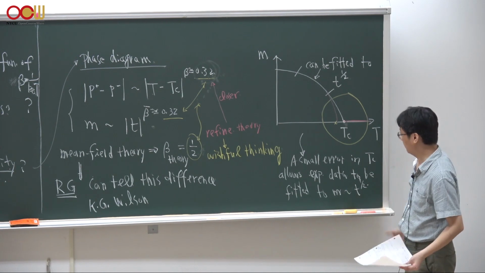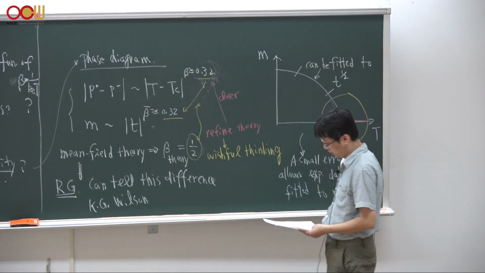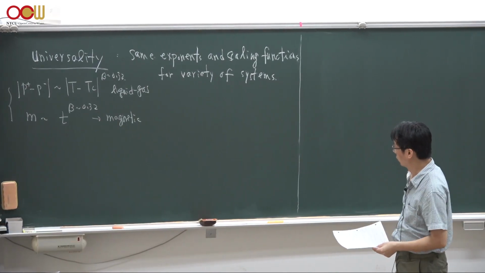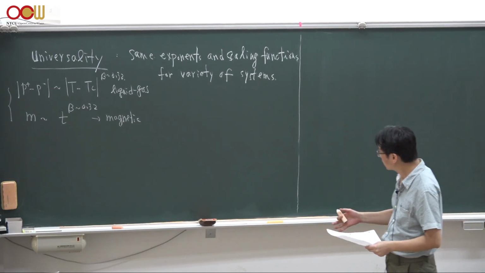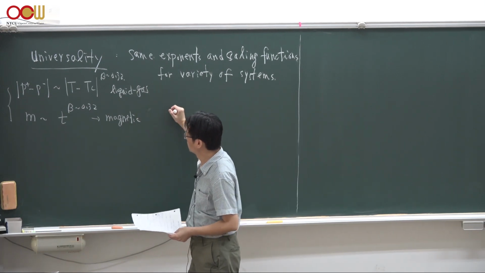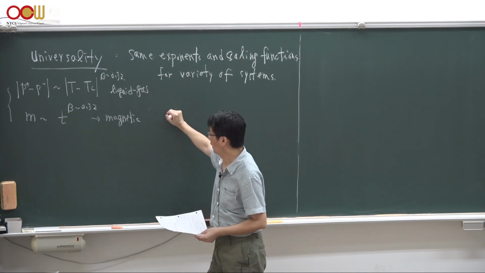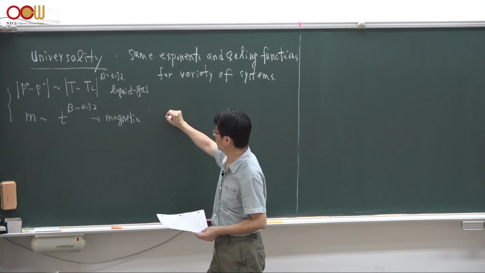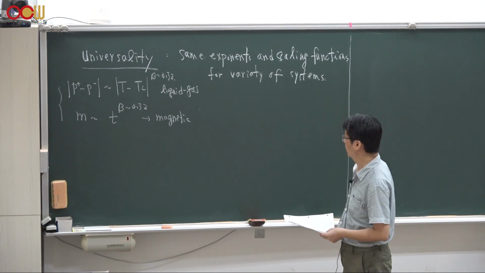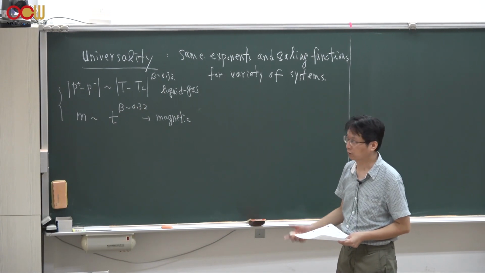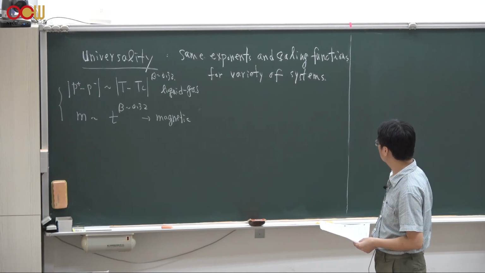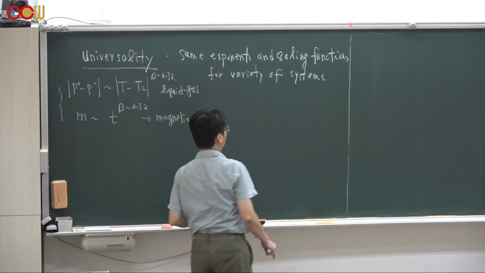So something new happens. Something new should be understood in terms of the renormalization group analysis. That is universality, or universality class. As I briefly introduced this concept last time, in this example the liquid-gas transition and the magnetic or spin systems show exactly the same critical behaviors, which have the same exponent, beta. So this phenomenon is called universality or universality class, which says that the same exponents and scaling functions show up for a variety of systems.